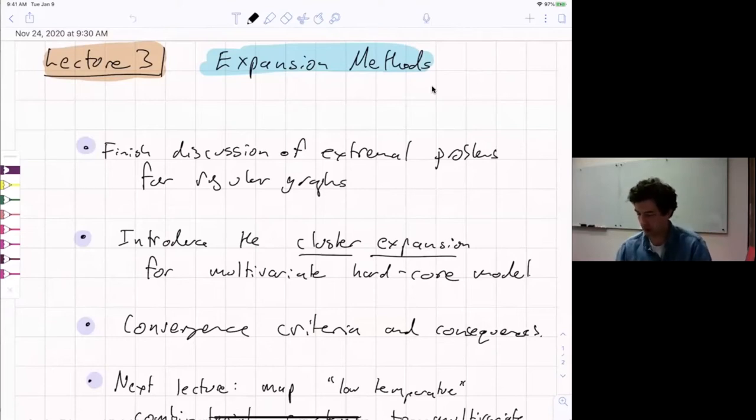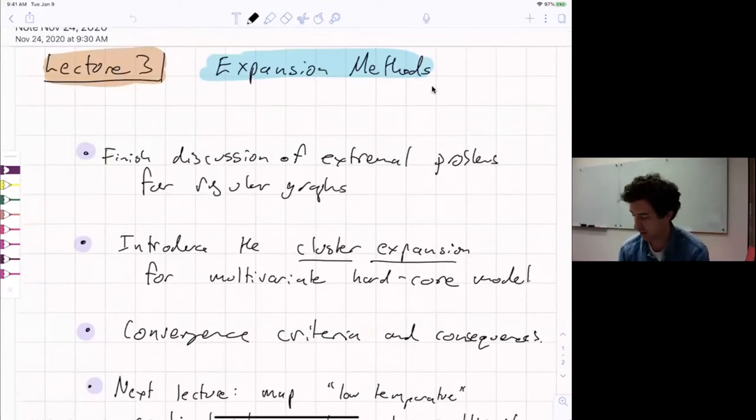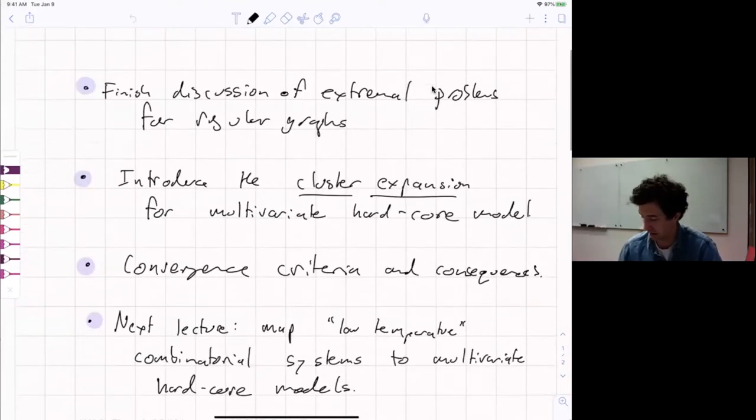Very good. So we'll finish this discussion of extremal problems for regular graphs. We'll introduce something called the cluster expansion and talk about convergence criteria and consequences for combinatorial enumeration.